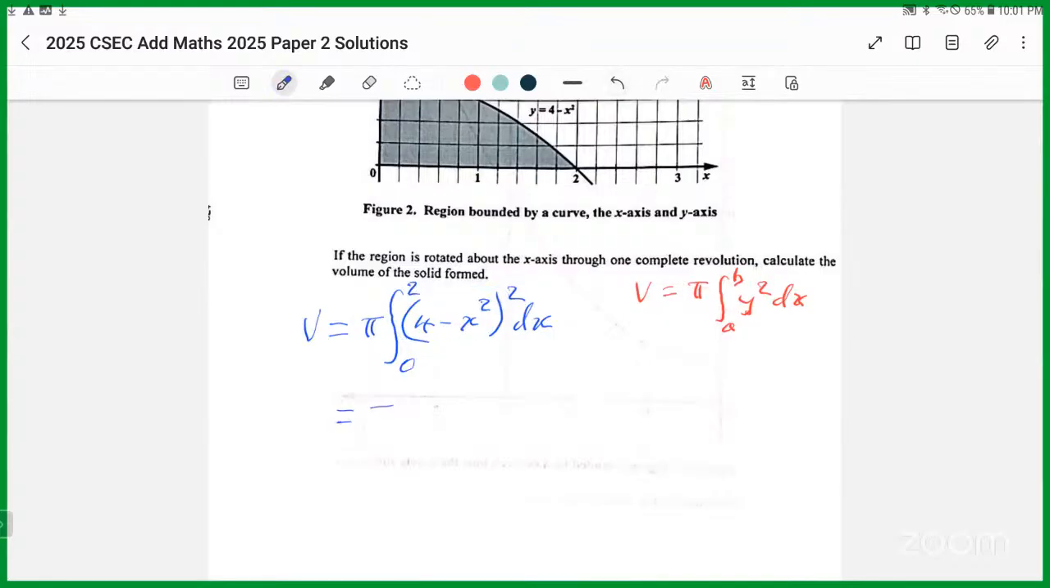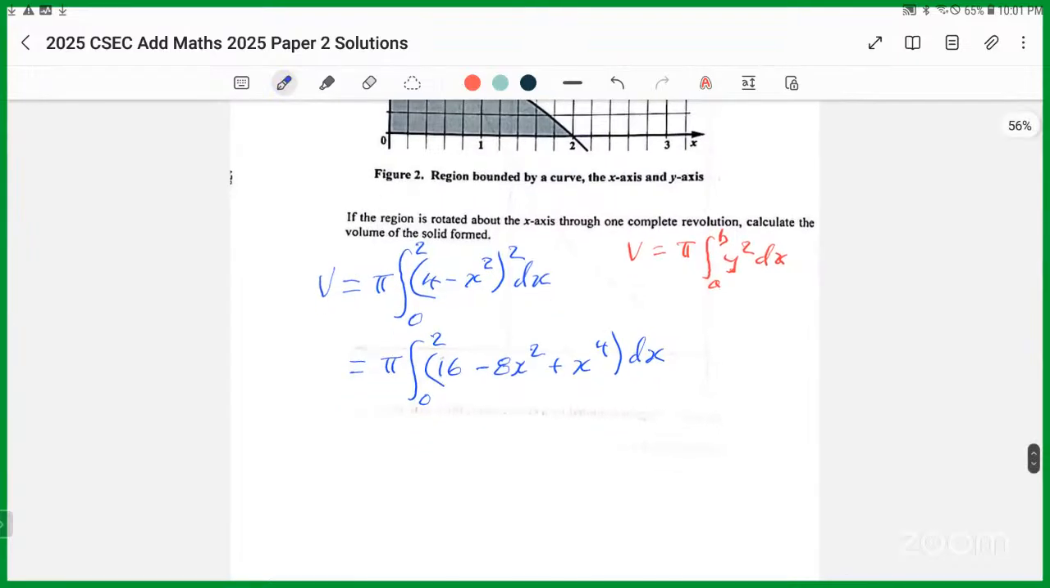So it is pi times the integral 0 to 2. First term squared is 16. Twice the product of the two: multiply this and you get minus 4x squared, double that to minus 8x squared. And this term squared is x to the 4th power. And we're integrating with respect to x. All right, we're going to integrate now.